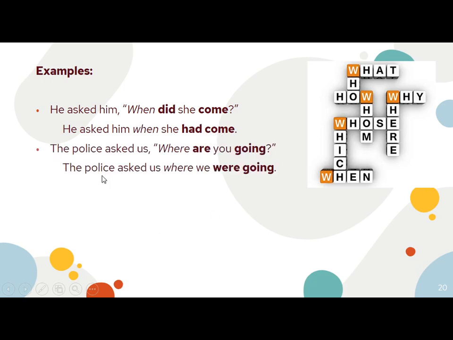Okay? Let's continue. The police asked us, where are you going? So the police asked us, again omitting the comma and the quotation marks, where, the same WH word, and the structure of the sentence: where we, because the question is for you, where we were going. Are going in the present? In the past: where we were going.